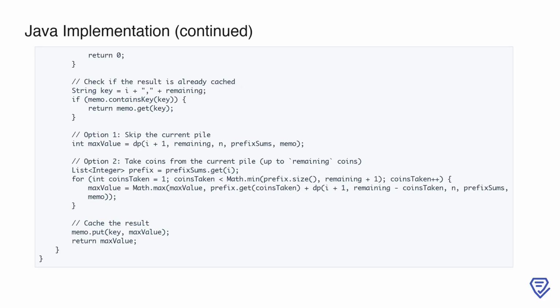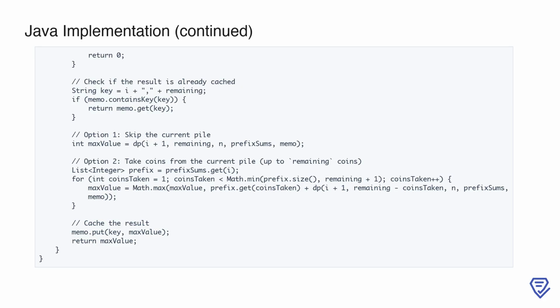It starts by handling the base cases. If we have processed all piles or if there are no remaining coins to pick, we simply return 0 because no value can be added. Next, we construct a unique key from the current index and remaining coins to check if the result for this state is already cached in the memo map.